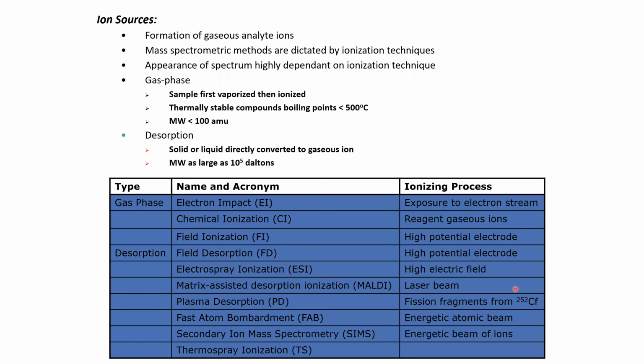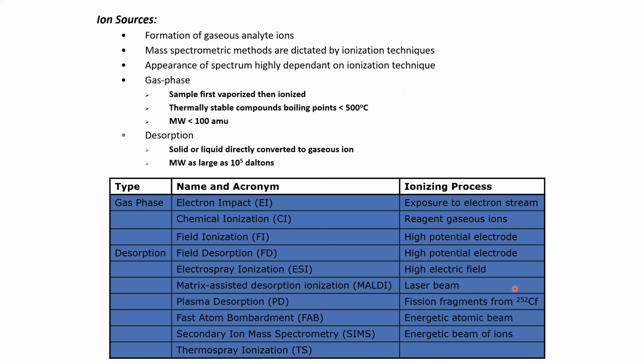So ion sources, the formation of gaseous analyte ions happens. So the mass spectrometric methods are dictated by ionization techniques. The appearance of the spectrum is highly dependent on the ionization technique. So for gas phase, the sample is first vaporized, then ionized, and this is used for thermally stable compounds, with boiling points of less than 500 degrees Celsius, and the molecular weight is typically quite small.